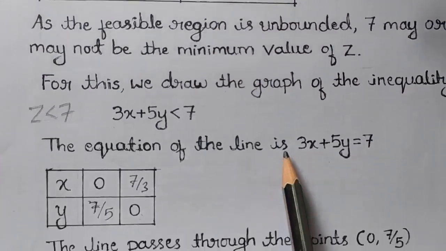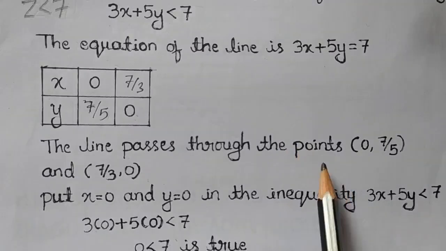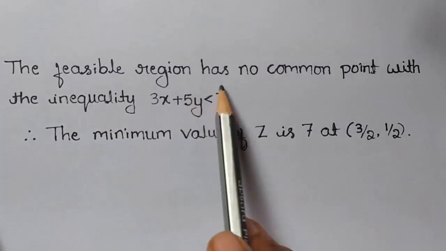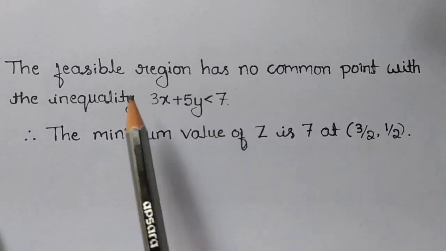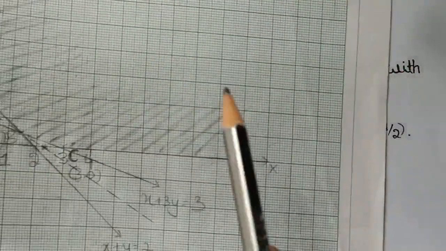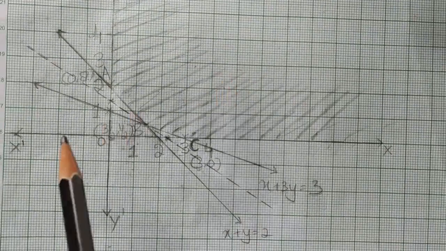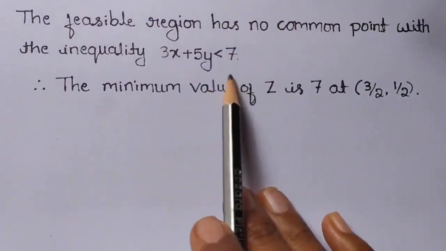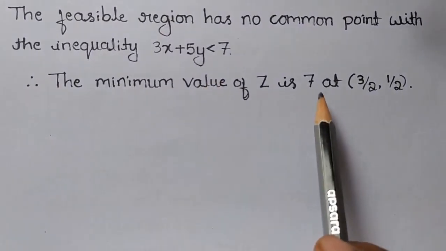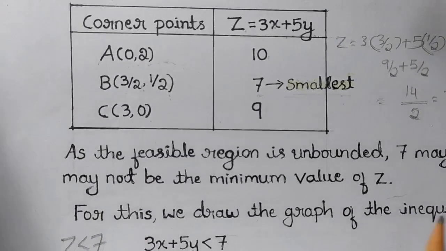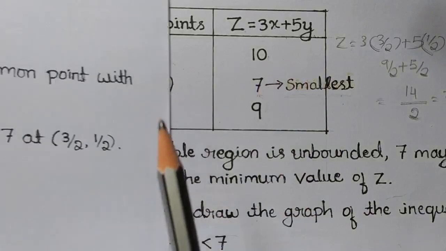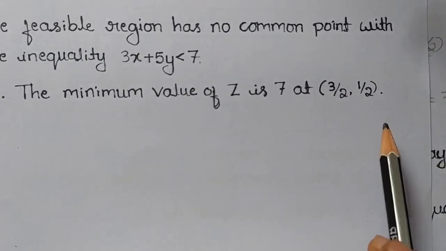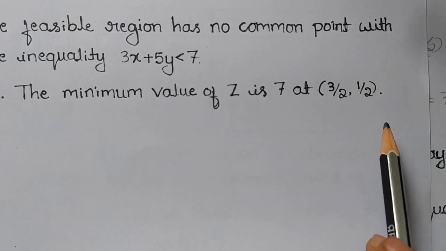So we write the conclusion. The feasible region has no common point with the solution of this inequality. Therefore, the minimum value of z is 7 itself at the point (3 by 2, 1 by 2). This is the method to solve the example.